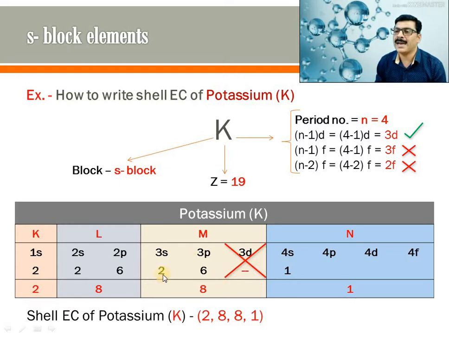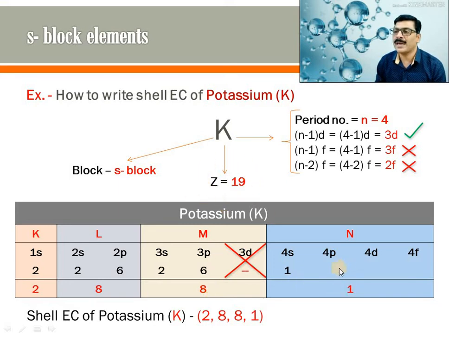So the s orbital has 2 electrons, and the 3p orbital has 6 electrons. So the total number of electrons in this cell is 8, which means 8 electrons are present in the M cell. So here 2 plus 8 is 10, plus 8 is 18, and the atomic number of potassium is 19.